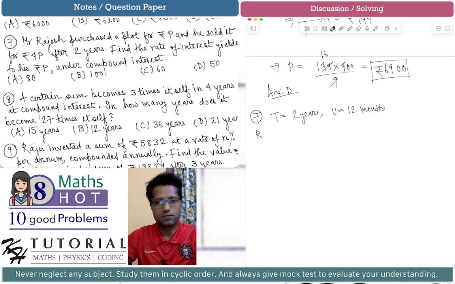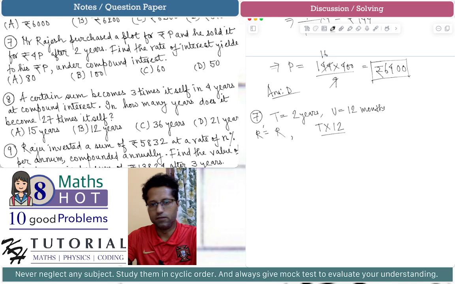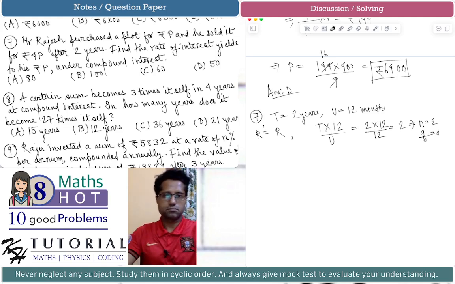So R dash, we have to find the rate of interest. R dash will be equal to R, and we have to find small n and a by b, which will come from T and U. So we have to see what is T multiplied by 12 divided by U, which is T is 2, 12, U is also 12, this is 2. So this implies n is 2 and the fraction a by b is 0. Now we have to find ultimately the rate of interest.